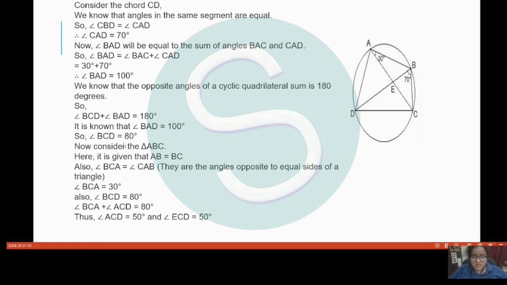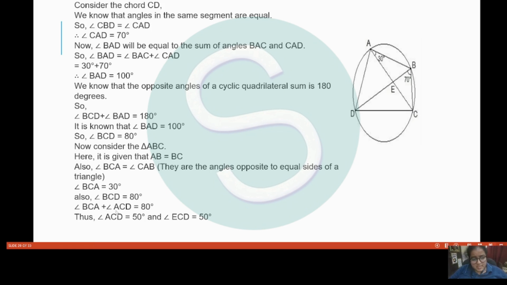Now हमने फर्स्ट पार्ट तो प्रूव कर दिया. सेकेंडली हमें गिवन है कि अगर AB इक्वल्स टू AC है तो हमें बताना है कि ECD की वैल्यू क्या होगी. सो अगर AB इक्वल्स टू BC है इन ट्रायंगल ABC तो एंगल ऑपोजिट टू इक्वल साइड्स आर आल्सो इक्वल. तो हमें ये गिवन था कि ये 30 डिग्री है BAC, तो BCA जो होगा वो भी हमारा 30 डिग्री हो जाएगा. ऑल्सो BCD जो है हमारा वो 80 डिग्री है.